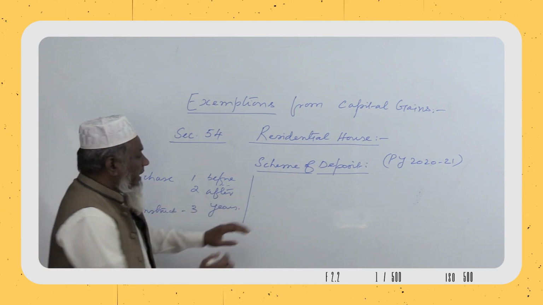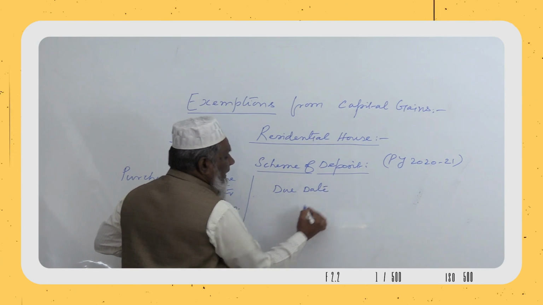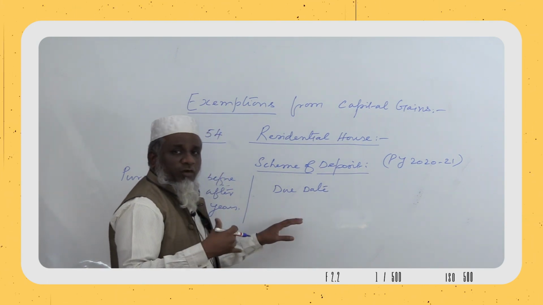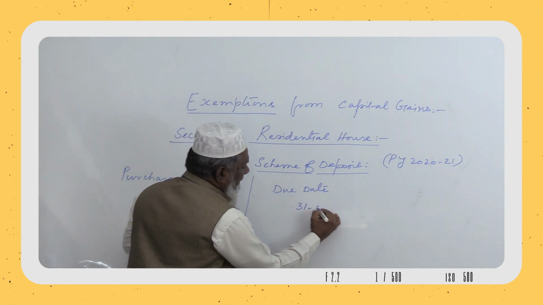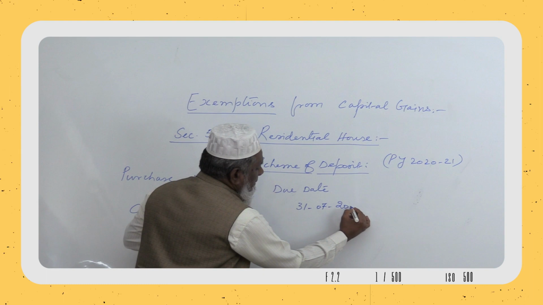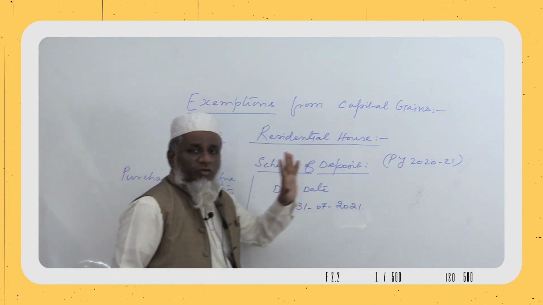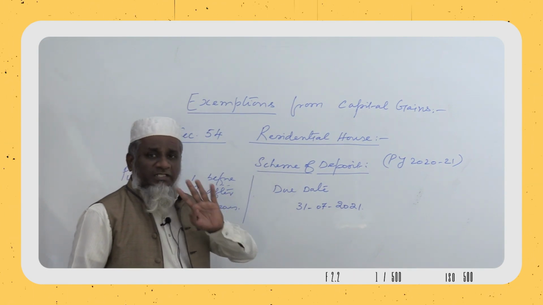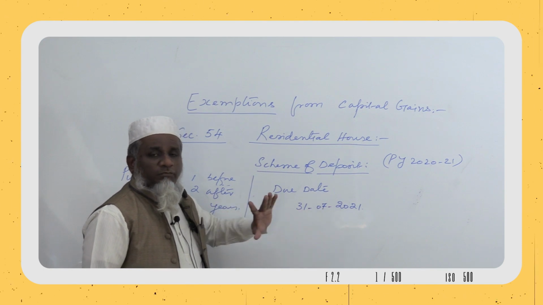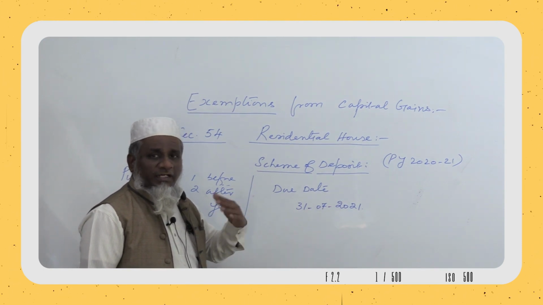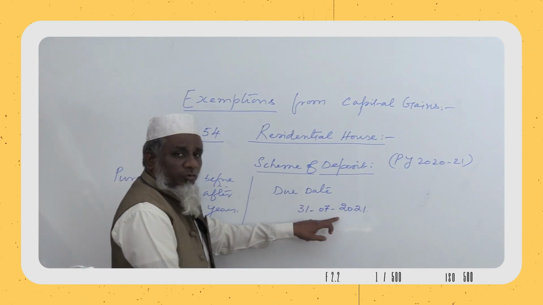what is the due date? Due date for filing the voluntary return. The due date for filing the voluntary return, for every assessment year, is 31st July. The previous year ends on 31st March. The income tax department gives you 4 months time; within this 31st July, we are supposed to submit our voluntary return online to the income tax department. So this is the due date.